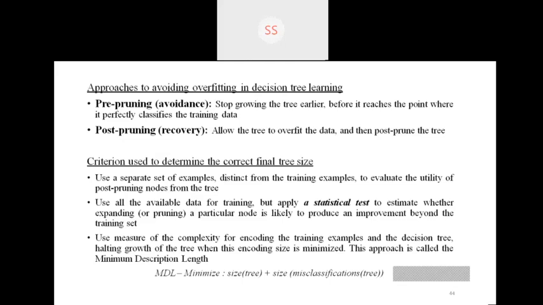Use a measure of the complexity for encoding the training examples and the decision tree. That is, you just have to calculate the MDL, the minimum description length, and that minimum description length halts the growth of the tree. So these are the criteria used to select the correct size of the decision tree.